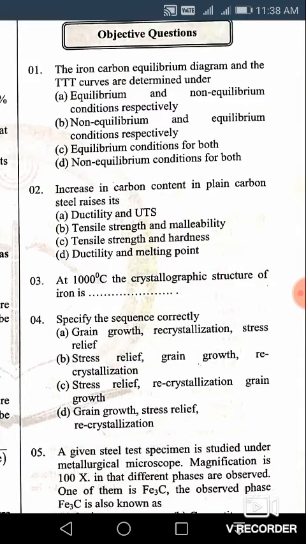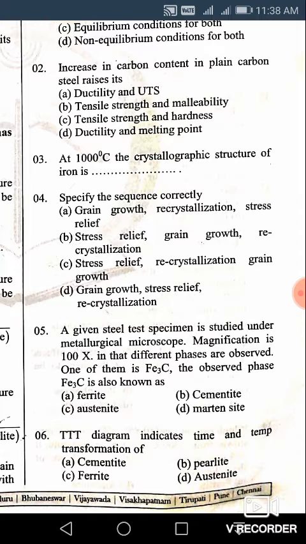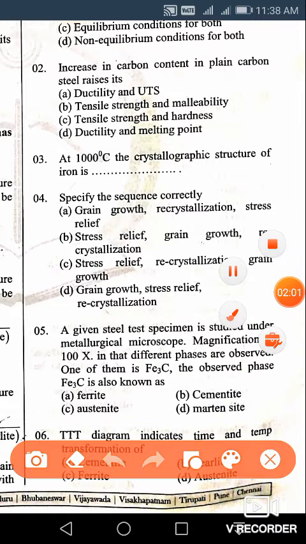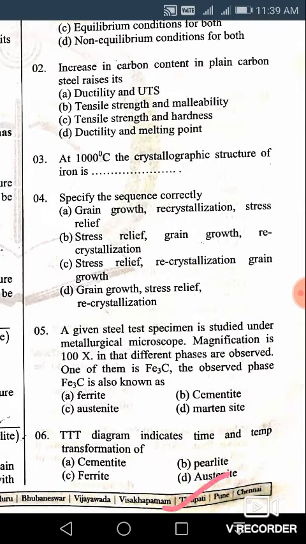Next question: a given steel specimen is studied under a metallurgical microscope. Magnification is 100x, that means 100 times. In that, different phases are observed. One of them is Fe3C. The observed phase Fe3C is known as cementite, iron carbide. So your answer is B.